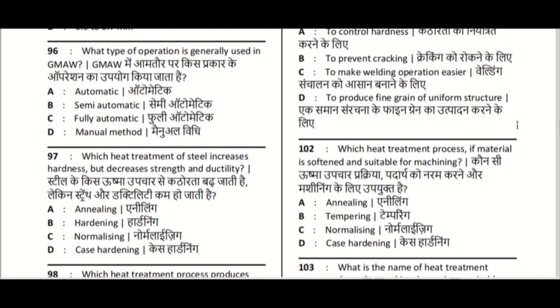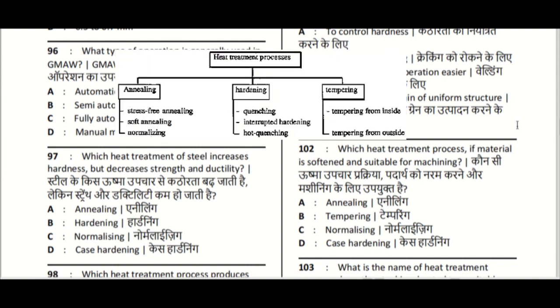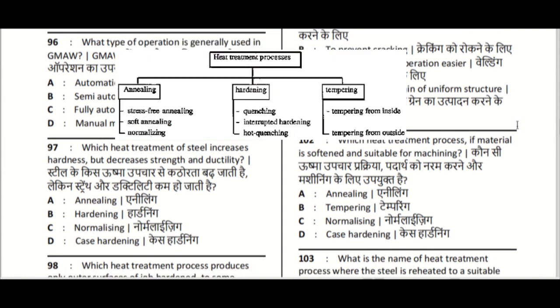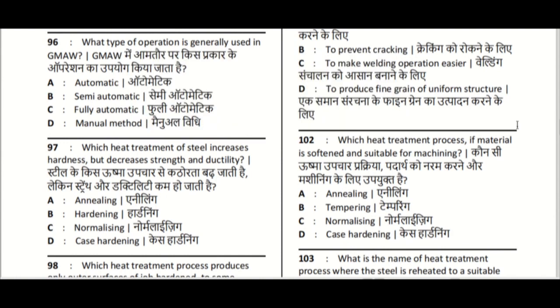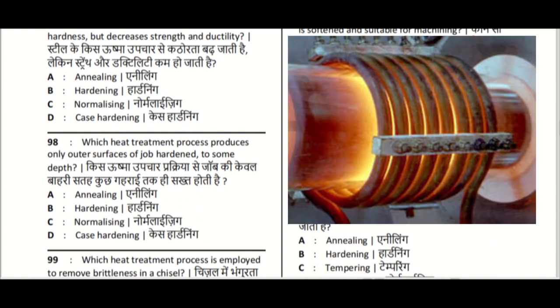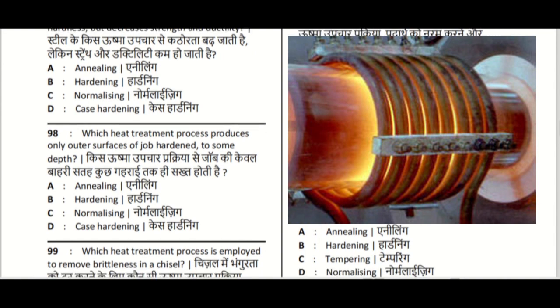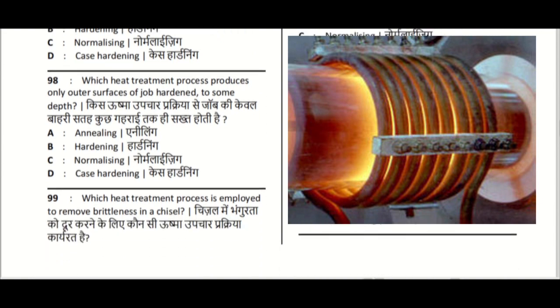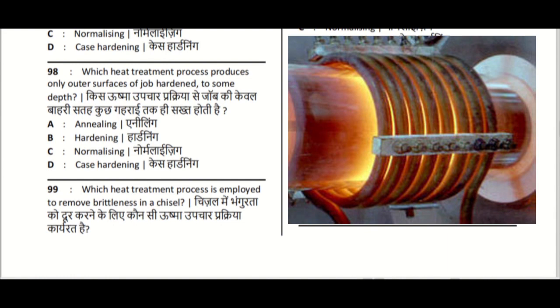Which heat treatment for steel increases hardness but decreases strength and ductility? It is the hardening process. Which heat treatment process produces hardening of only the outer surface of the job? That process is known as case hardening.